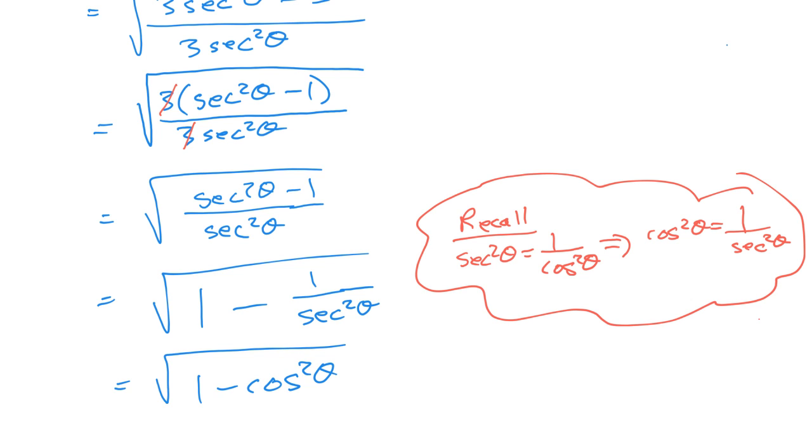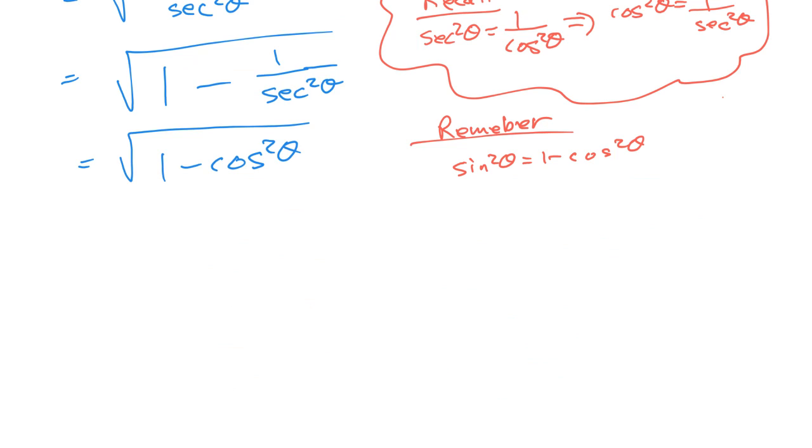Now you get 1 minus cos squared theta, but you need to recall this. Remember from our identities, this is a Pythagorean identity. So sine squared theta is equal to 1 minus cos squared theta. And we just substitute that in. We end up with the square root of sine squared theta, which gives us the absolute value of sine theta, which is really just sine of theta.